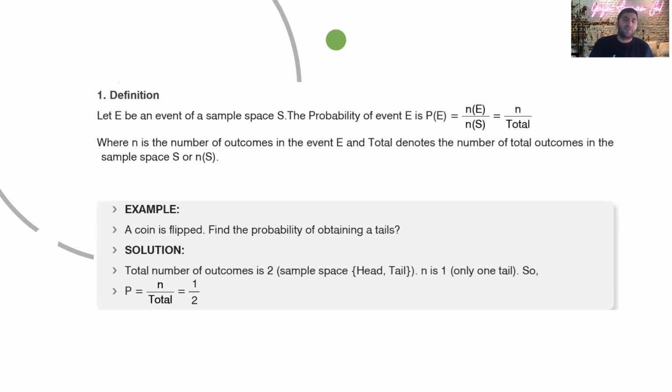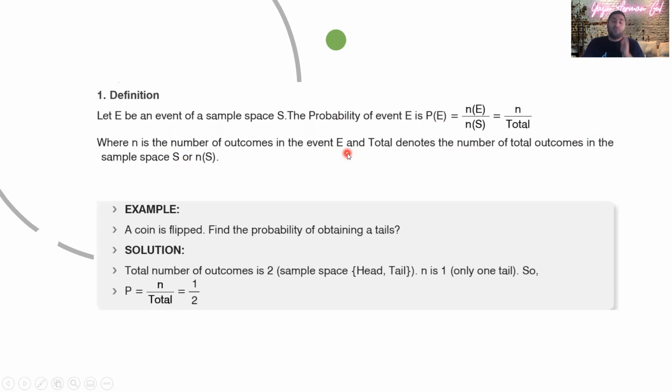Right, so the definition of the probability is this, guys. Let E be an event of sample space. The probability of event E is P(E) = n(E) / n(S) = n / total, where n is the number of outcomes in the event E, and the total denotes the number of total outcomes in the sample space S, or n(S).